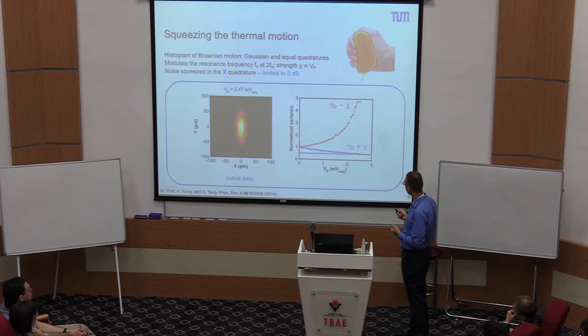And maybe you think, well, can we not increase the pump any further? Unfortunately not, because at some point the noise in the y quadrature becomes unstable and you get oscillations. This means that the noise can only be squeezed in the x quadrature by a factor of 2, in other words, by 3 dB. And that's, of course, 50% less noise, always good, but we want to go much further than that. So is there a way?